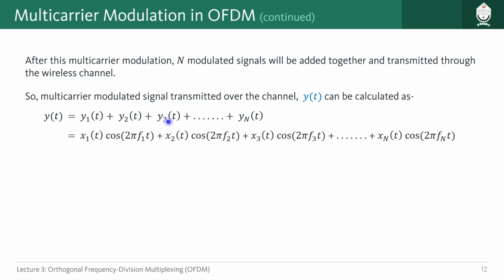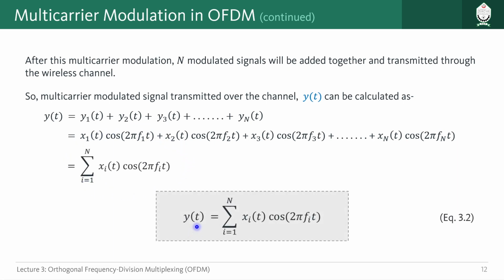Now if I just put in the values of each of these modulated signals, we will get an expression like this. We can further simplify it like this. So the final expression is y of t, which is the multicarrier modulated combined signal, the summation for i equal to 1 up to n of xi, the actual substreams, times the subcarriers cos 2 pi fi t. So this is our expression for the final transmitted signal.